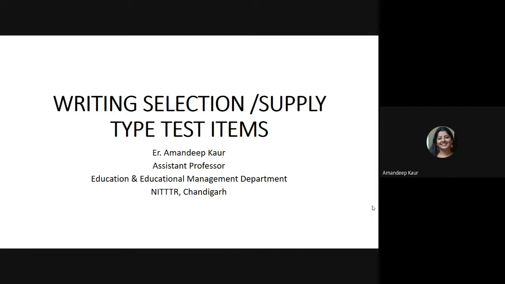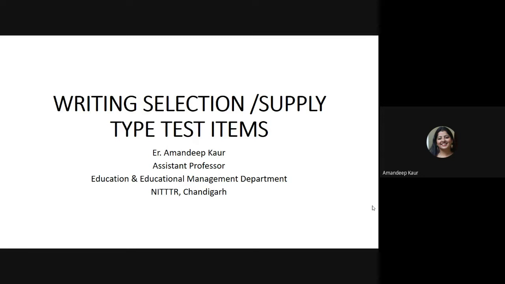But at the same time, when it comes to checking the lower order abilities of the student, so maybe I want to evaluate the performance of my student up to the level of remembrance. I want to check the understanding level of the student. I want to check whether my student is able to compare two different phenomena or two different processes, or is able to differentiate between the content given or the information provided to them.